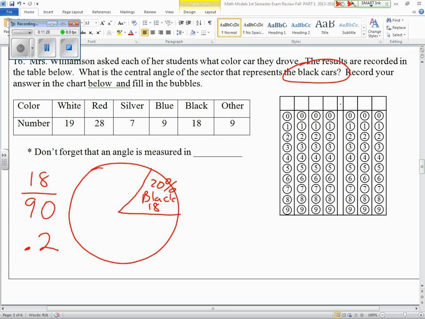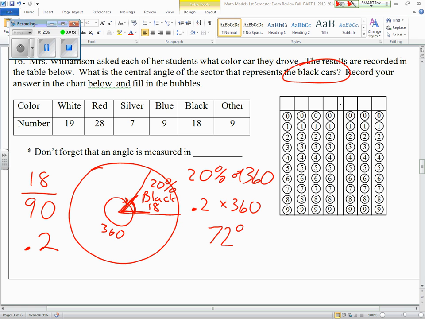Now, if you're looking for the angle, the central angle, 20% of the circle should represent the black cars. And how many degrees are there in a circle? 360 degrees. So this little sector of that circle should be 20%, which is what? 20% of 360, or 0.2 times 360. 72? 72 degrees. I'm thinking that's what they're looking for. 72 degrees.